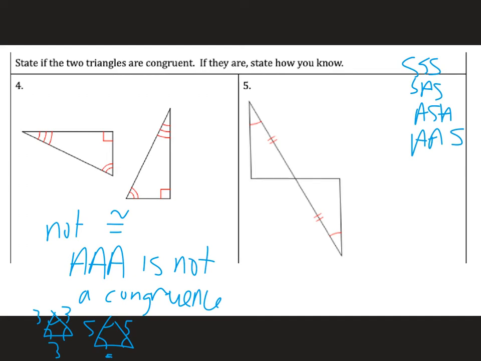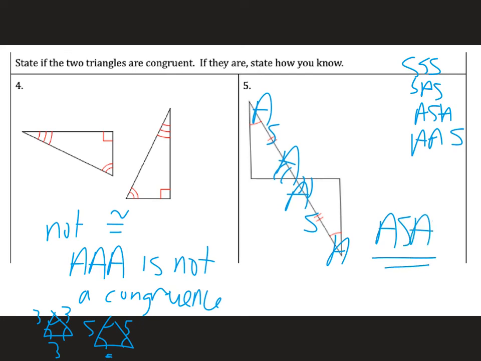I see the picture. I see that these things are pointing at each other, so we have this vertical angle idea. So now I have angle, side, angle, side, angle. So that would be the way we're going to do it. Angle, side, angle. So yes, congruent by angle, side, angle.